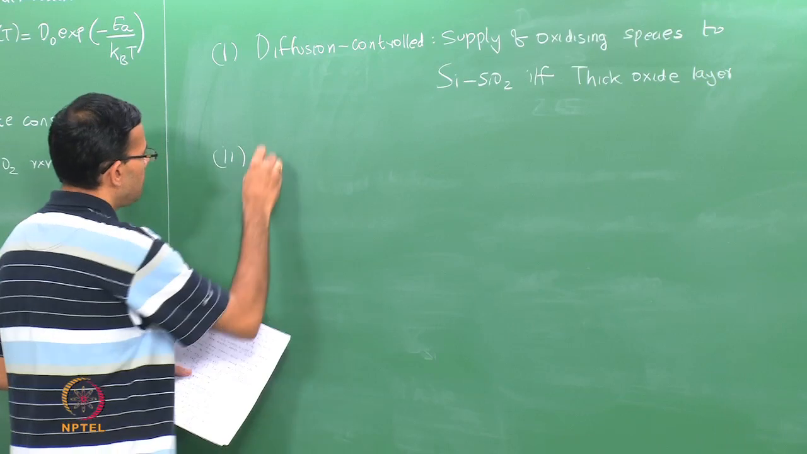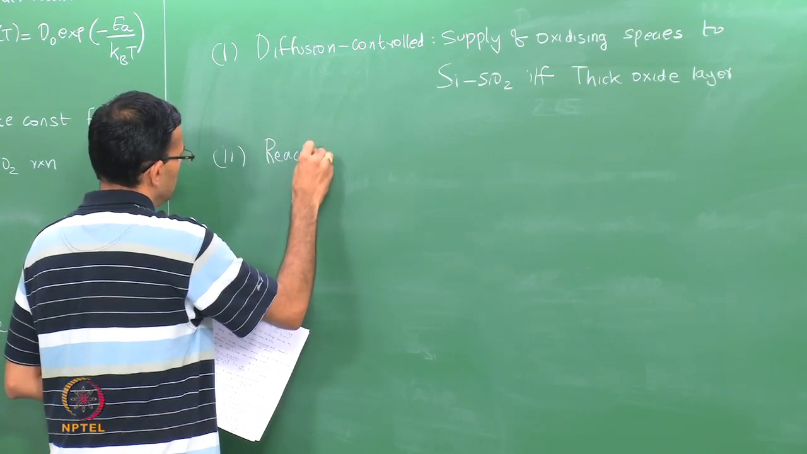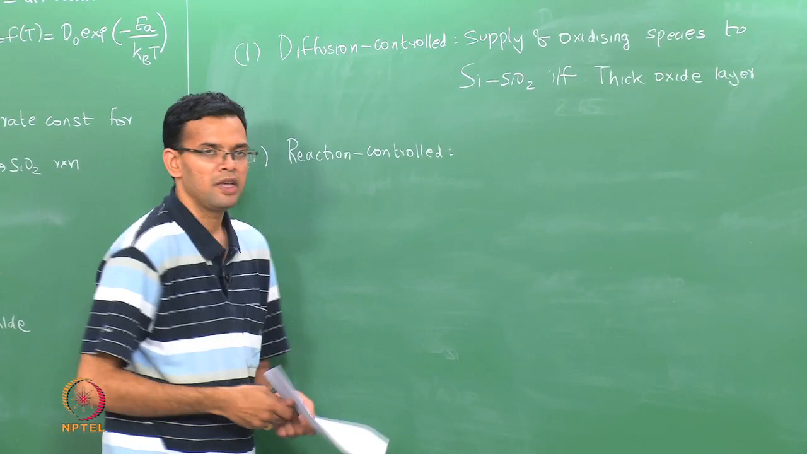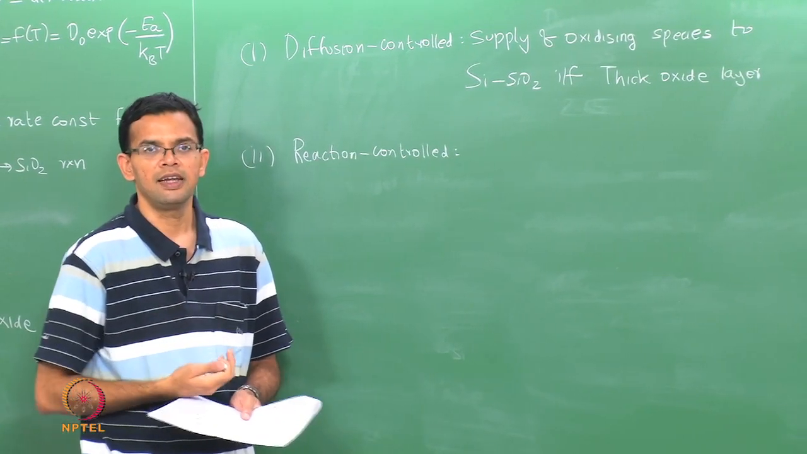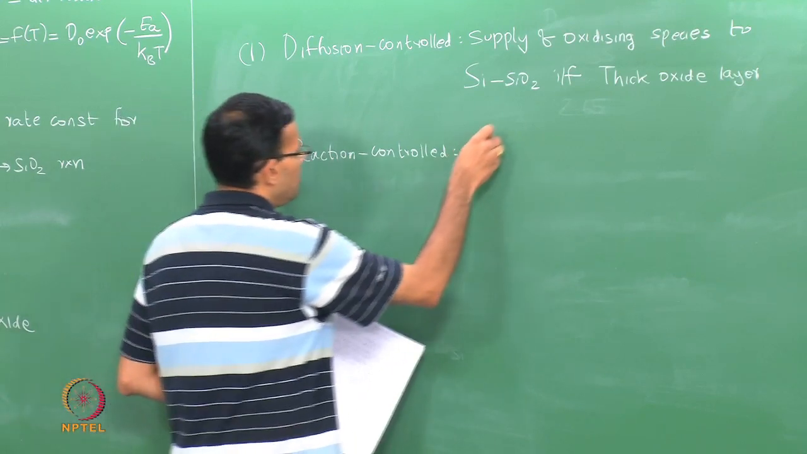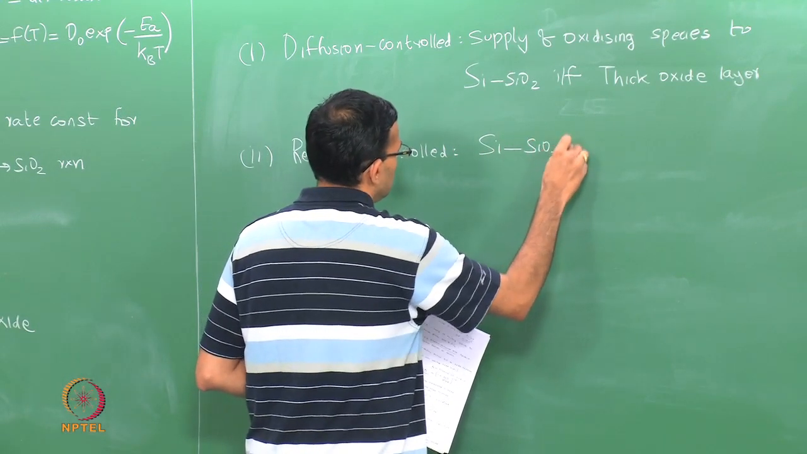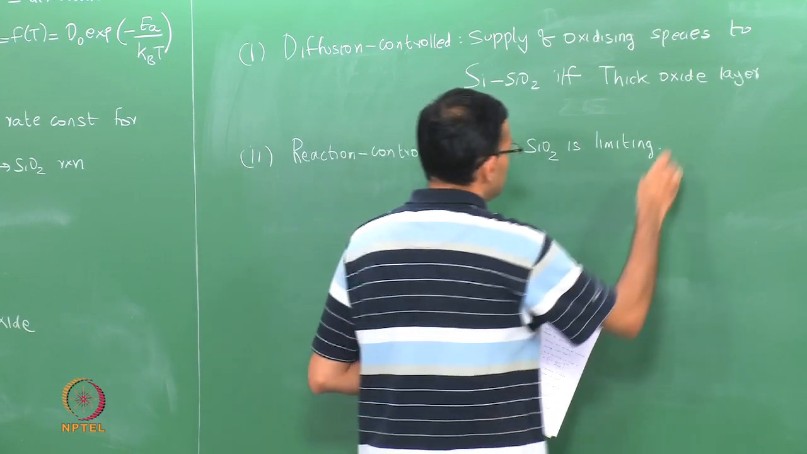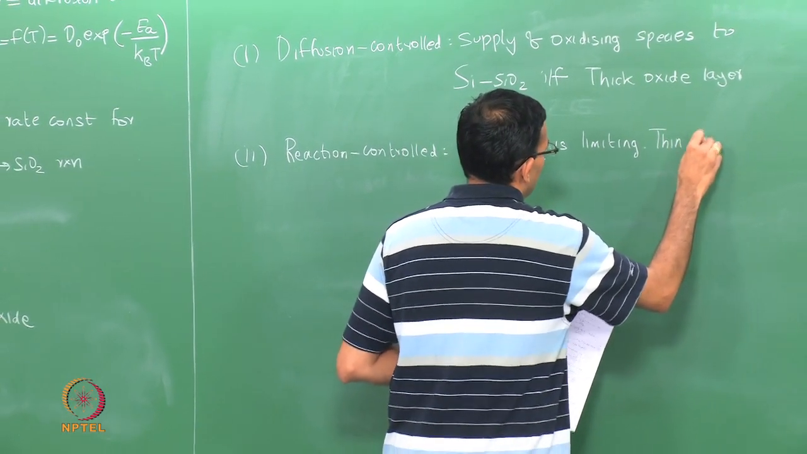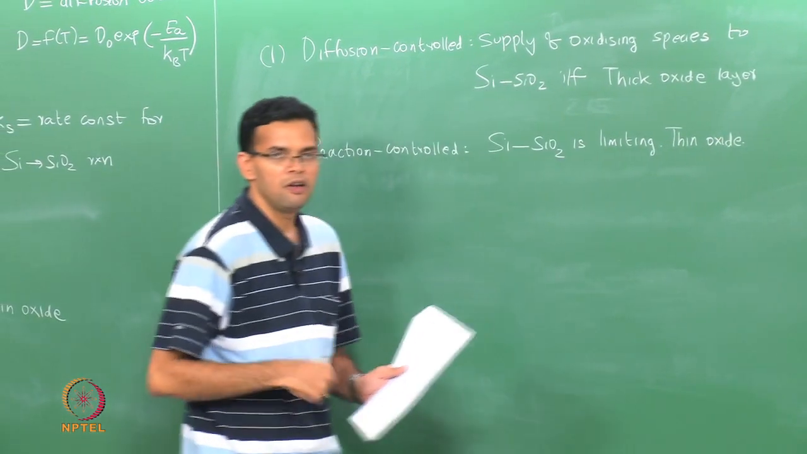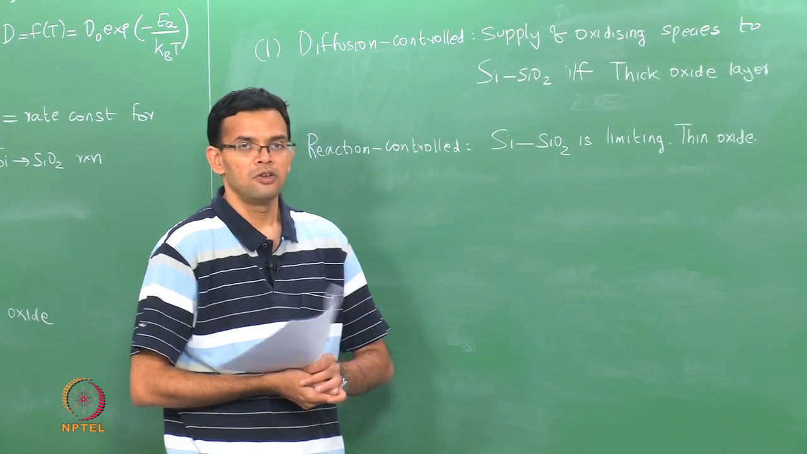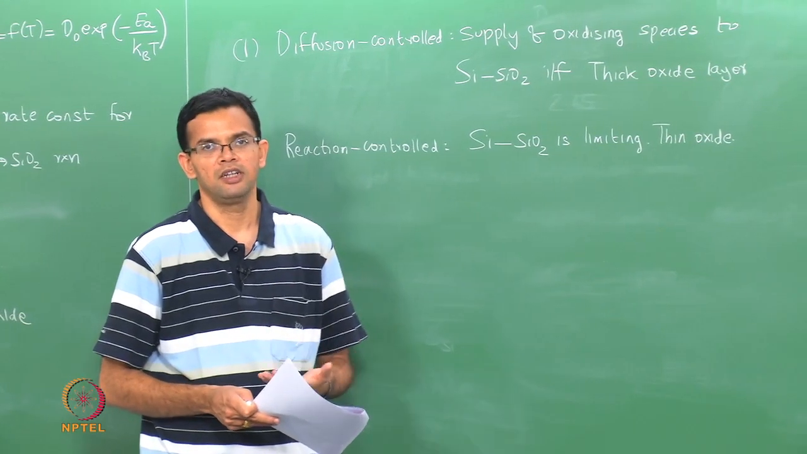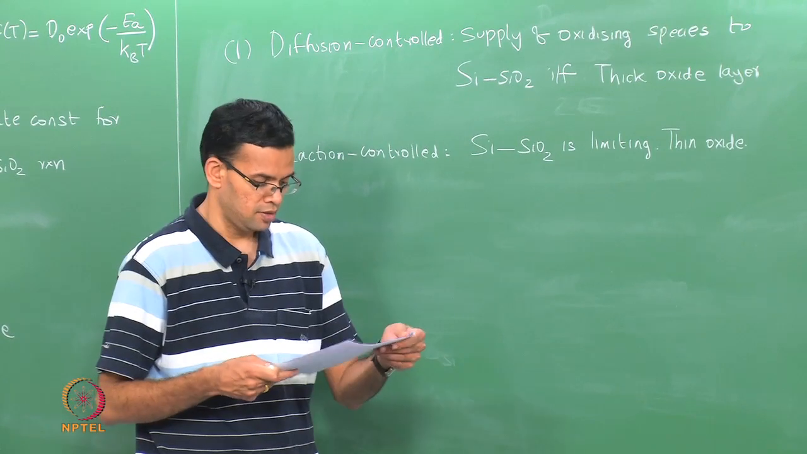The other extreme case is called reaction controlled. In this case, the conversion of silicon to silicon dioxide is the rate limiting step. So, Si to SiO2 is limiting. Usually this is the case when we have a thin oxide layer and maybe not a sufficient temperature for the reaction to happen. Both are essentially extreme conditions and they can be obtained by solving the general equation by equating the three fluxes.